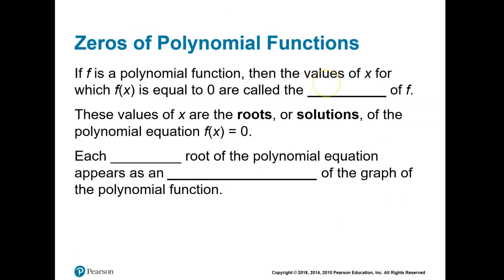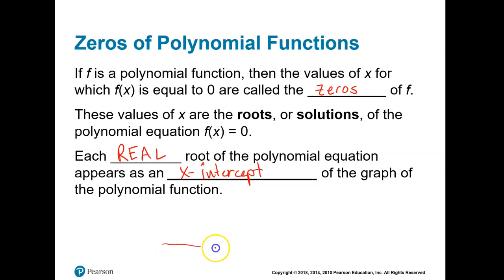All right, let's look at the zeros of a polynomial function. So if f is a polynomial function, and we call the values of x that make the output 0 the zeros of f. And that's not unique for polynomial functions. That's basically any function. We call them the zeros of the function. But the x values are just the roots or the solutions of the polynomial equation, that polynomial set equal to 0. And each real root, this is important that this only happens for the real roots, we'll talk about complex roots later, but each real root of the polynomial equation appears as an x-intercept in the graph of that polynomial function.